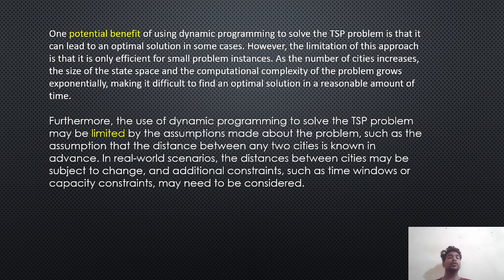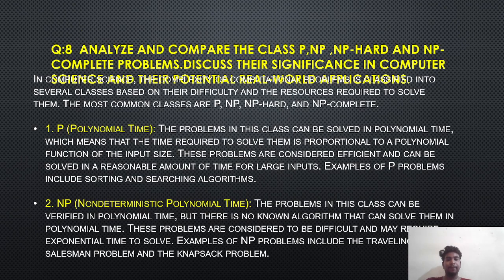Furthermore, the use of dynamic programming to solve the TSP problem may be limited by the assumptions made about the problem, such as the assumption that the distance between two cities is known in advance. In real world scenarios, the distances between the cities may be subject to change, and additional constraints such as time windows or capacity constraints may need to be considered.